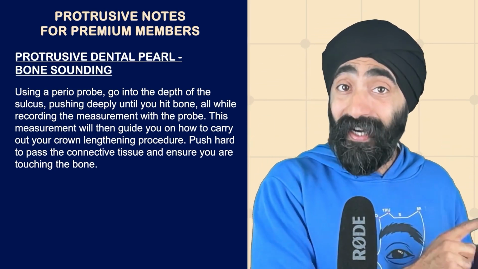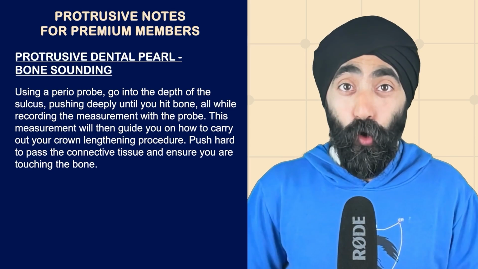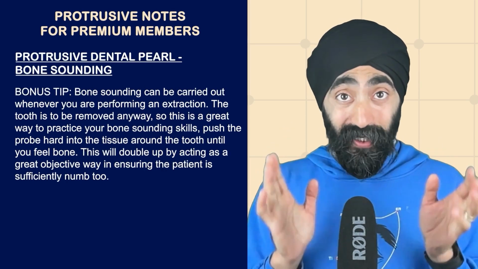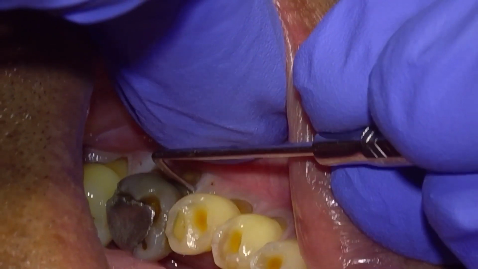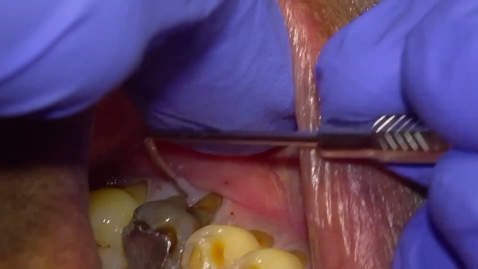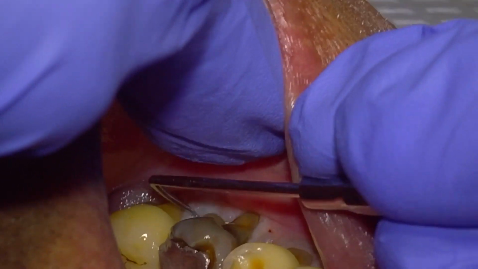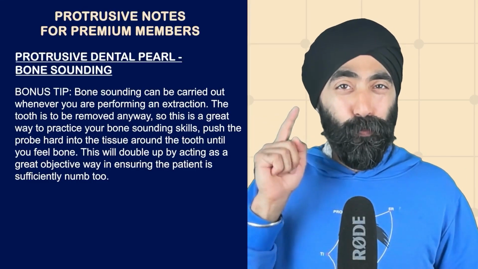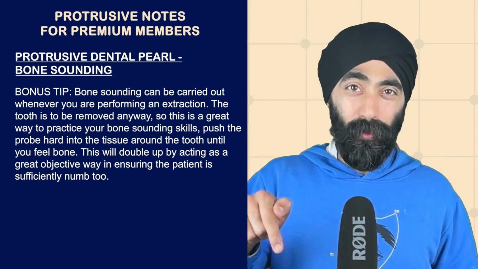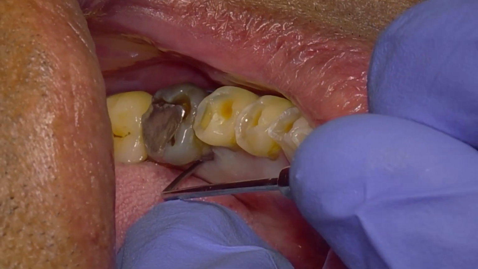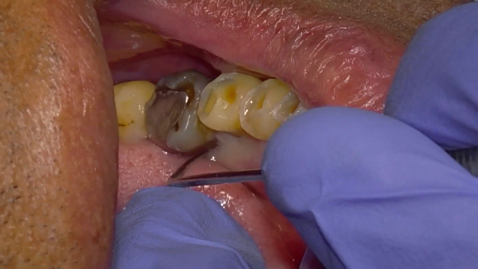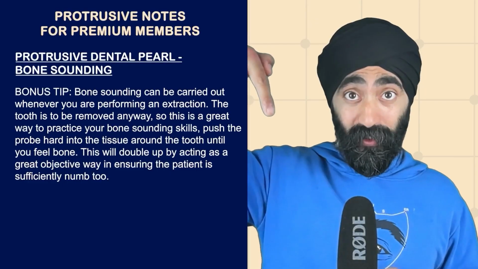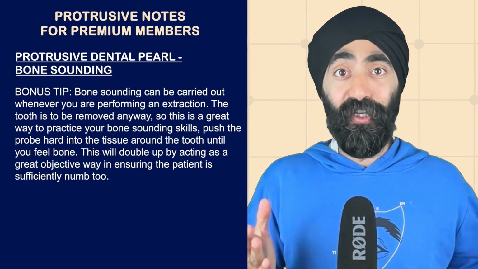So how can you practice bone sounding without doing it for no reason at all? If you're doing an extraction, then I regularly bone sound, because it's one of the ways I check that the patient is sufficiently numb. Whenever I'm doing an extraction, I will probe really hard with a sharp probe, buccal, mesial, distal, lingual, to make sure that the patient is fully anesthetized. And very often I'm getting down to the bone, and so I have just done some bone sounding.